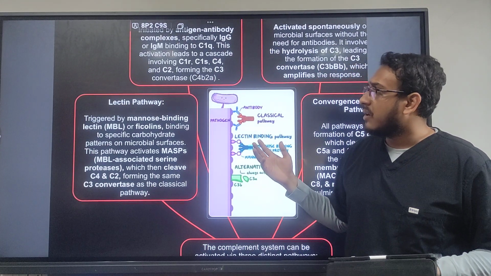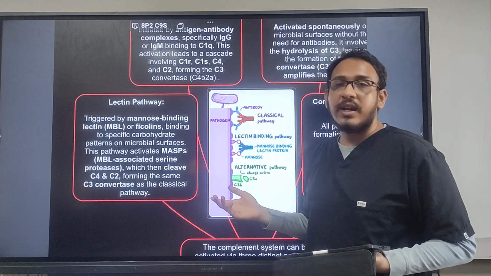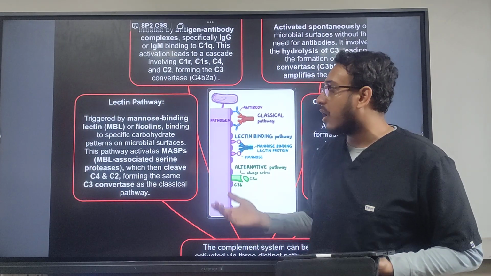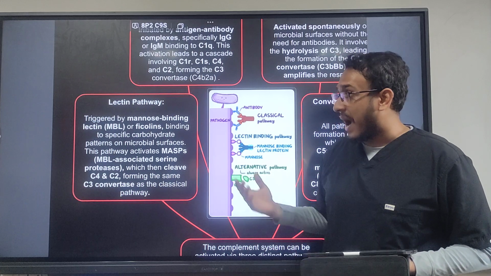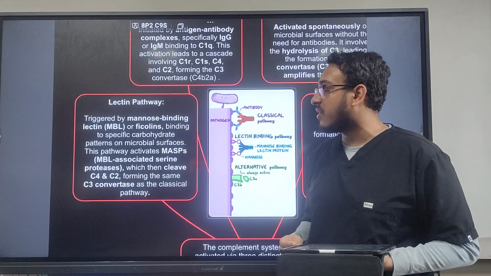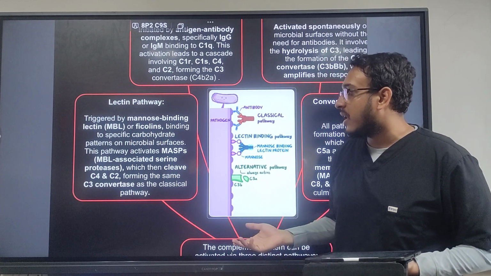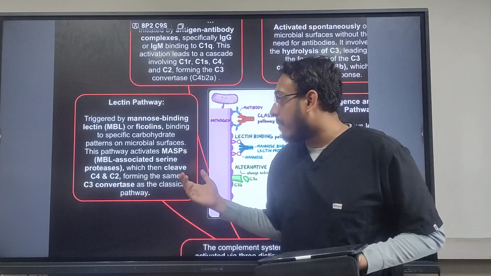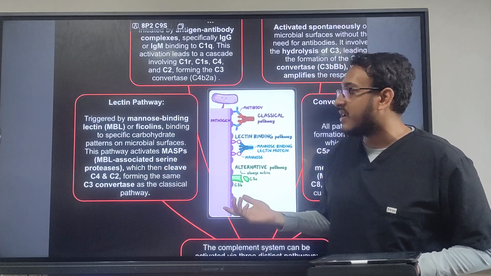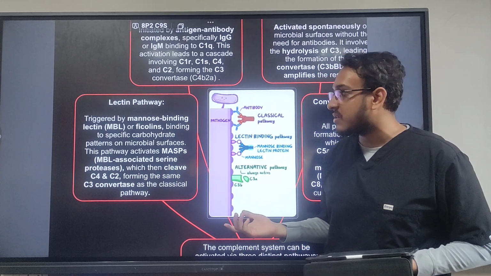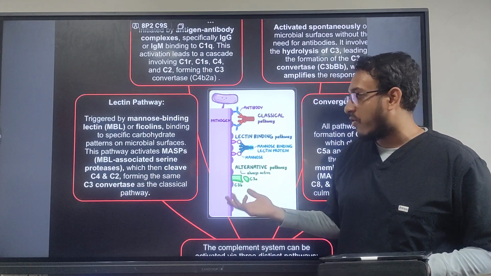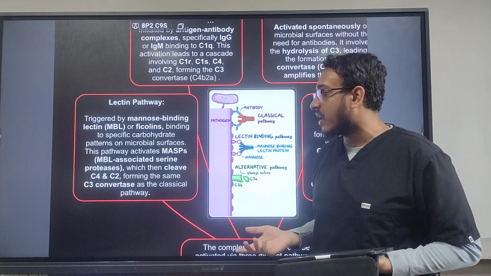There is the lectin pathway. It is triggered by mannose binding lectin or ficolins binding to specific carbohydrate patterns on microbial surfaces. This pathway will activate mannose binding lectin associated serine proteases, which then cleave C4 and C2, forming the same C3 convertase as in the classical pathway.